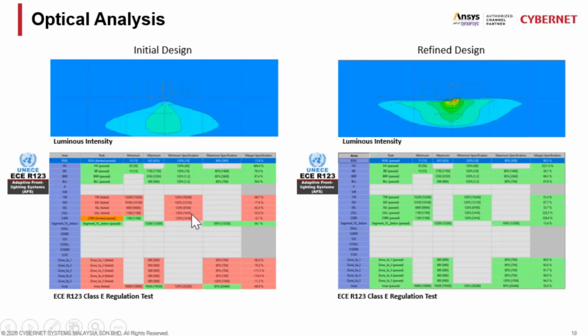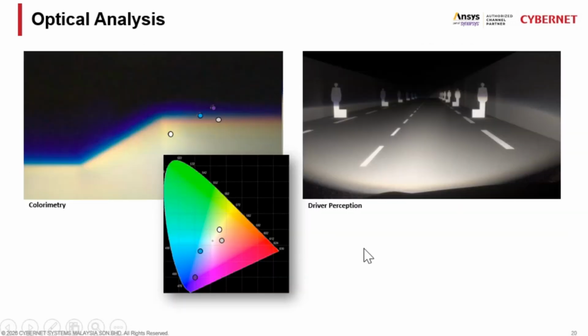Okay, so this is the optical analysis. In the initial design, the back focus is not in focus. After that, when we put a slightly longer distance for this back focus, you can see the result before and after. And this is the optical analysis based on the colorimetric, and also this is the driver precision, which is the human vision.